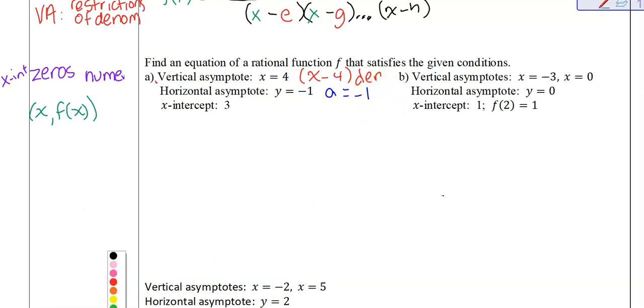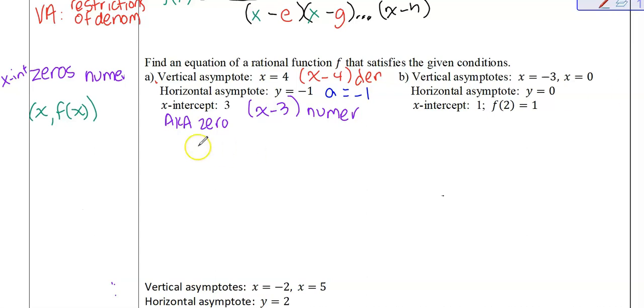Then I'm going to switch to purple to find my x-intercept, also known as my 0, right? And so I'm going to write its linear factor, x minus 3, and that's going to go in the numerator. Okay, so that's all of the given conditions that I have. I have A, I have my numerator, I have my denominator.